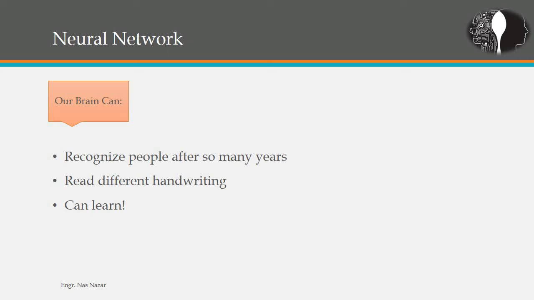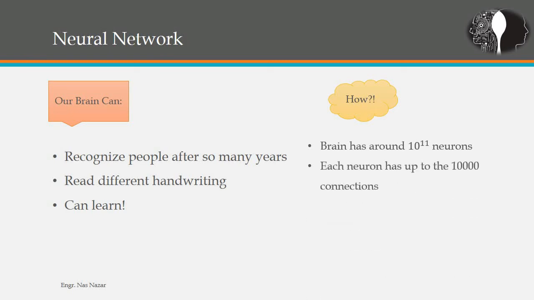But let's see, how can we do such amazing and fascinating things? What is inside our brain? Our brain has around 10 billion neurons. Each neuron has up to 10,000 connections. Just imagine that you are living in a society where you are connected directly to 10,000 people.